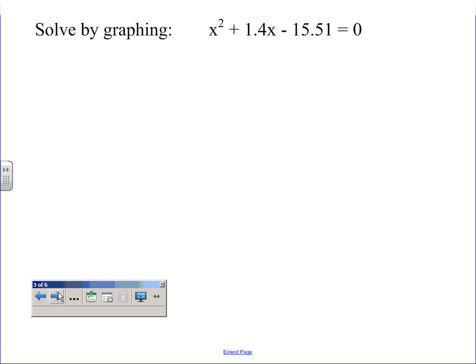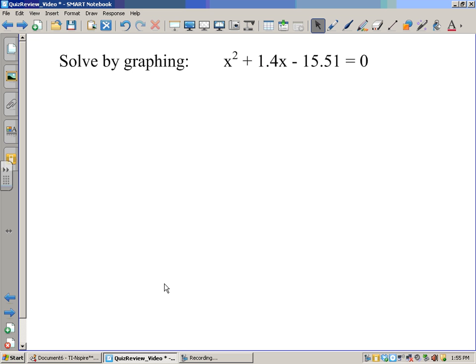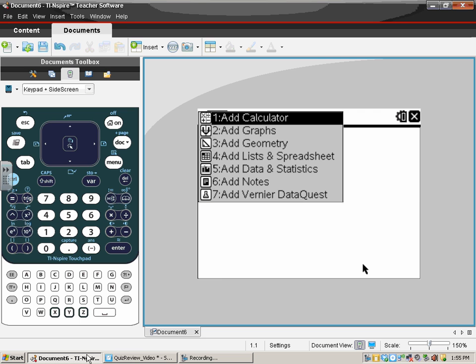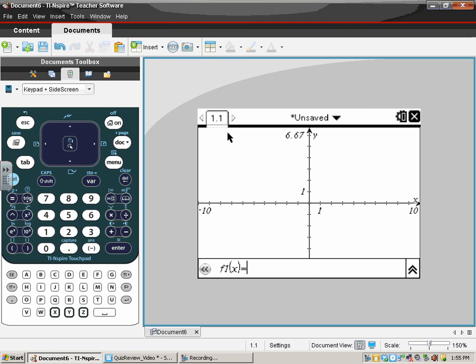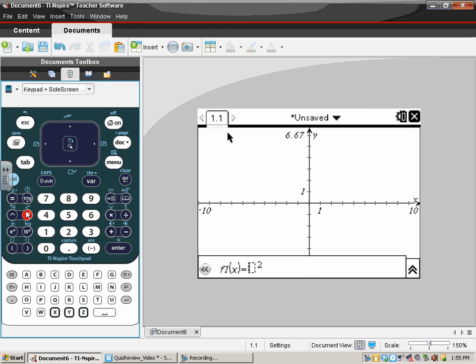You guys' favorite, solved by graphing. Graphing is good anytime that factoring doesn't work, and it's certainly not going to work here. And when you have messy numbers in general, let's just hope and pray that we can do it by graphing so we don't have to use the quadratic formula. So we got x squared plus 1.4x minus 15.51. So I go to my calculator, graphs. I want to graph x squared plus, whoop, didn't do that right.